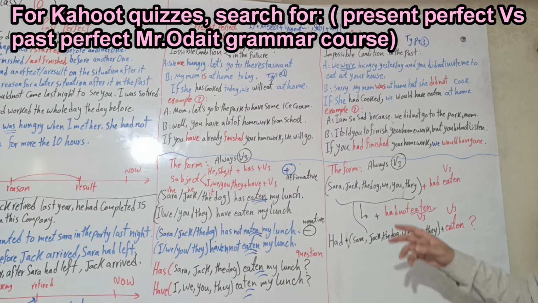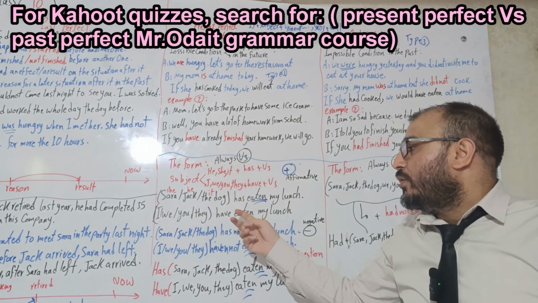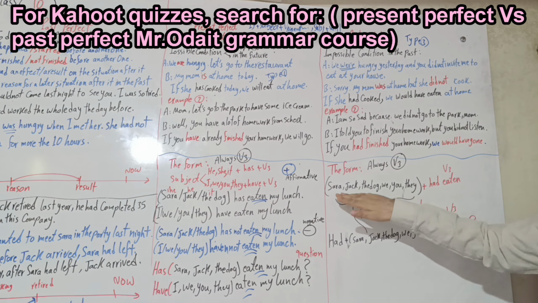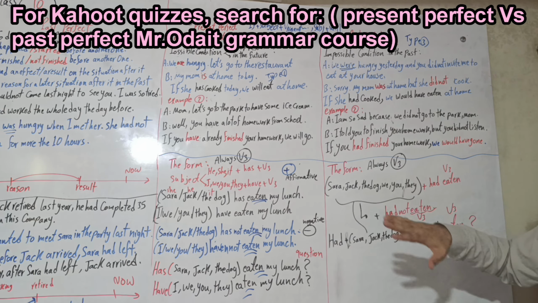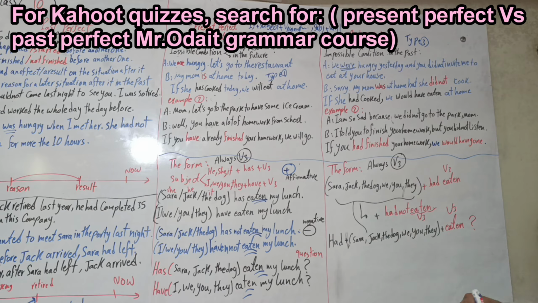And so on. For the past perfect, my friends, past perfect is easier than present perfect because here we have to choose between has and have. In here, my friends, no matter what the subject is, he, she, it, we, you, they, all of them take had. So Sarah had eaten. Jack had eaten. The dog had eaten. For the affirmative.